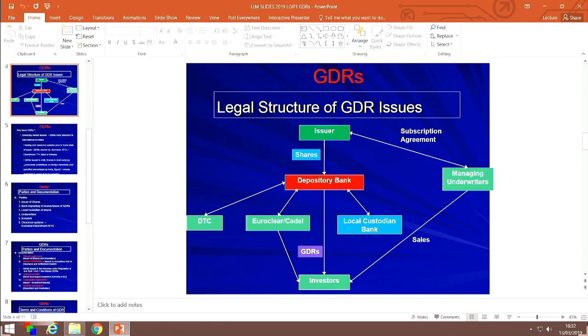Because the shares are issued by the issuer under a deposit agreement with the depository bank, whereby the depository bank agrees to accept on deposit the shares to be issued by the issuer. Secondly, it agrees to have them registered in the name of the local custodian. And thirdly, it agrees to act as trustee in relation to the shares on deposit. Well, why is this complex? All right, have a think while I answer the other question over there.